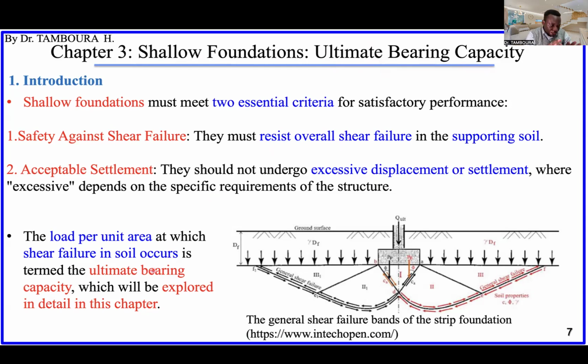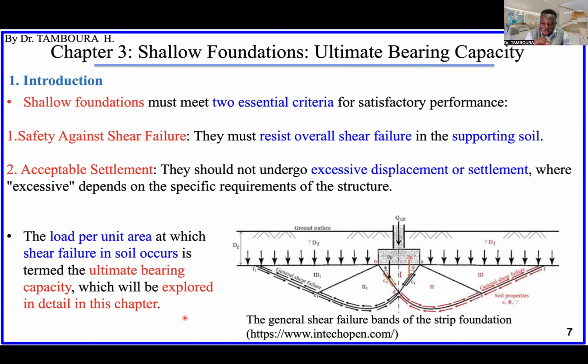I mean, this is a very basic explanation of everything. Okay, for some people who already understand this it might be boring, but if this is the first time for you to hear the words ultimate bearing capacity of foundation, I think you will not be bored. So this is what we are going to explore in detail in this chapter.